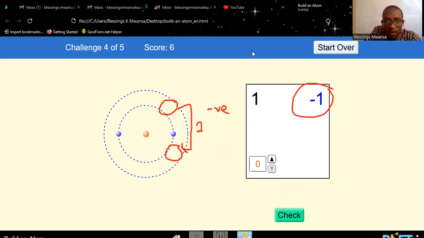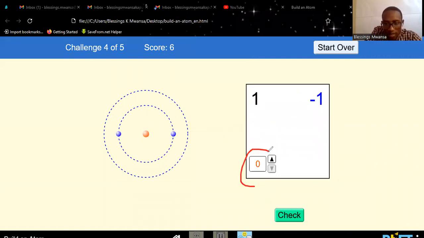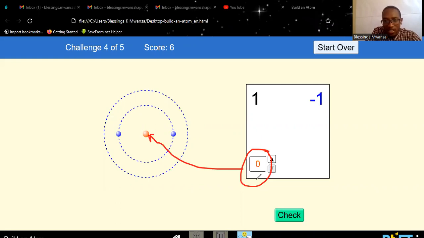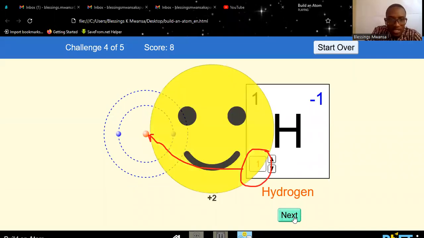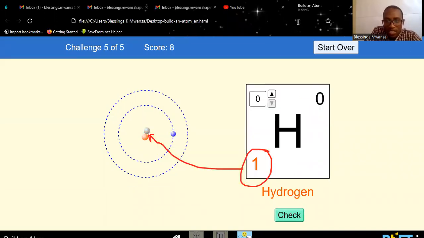Okay, let's clear this. What is the question? The question here is, tell us the proton number. The proton number is always there, meaning it's 1. There's only one proton particle. Let's confirm. This is correct. And we go for the last question in this section.